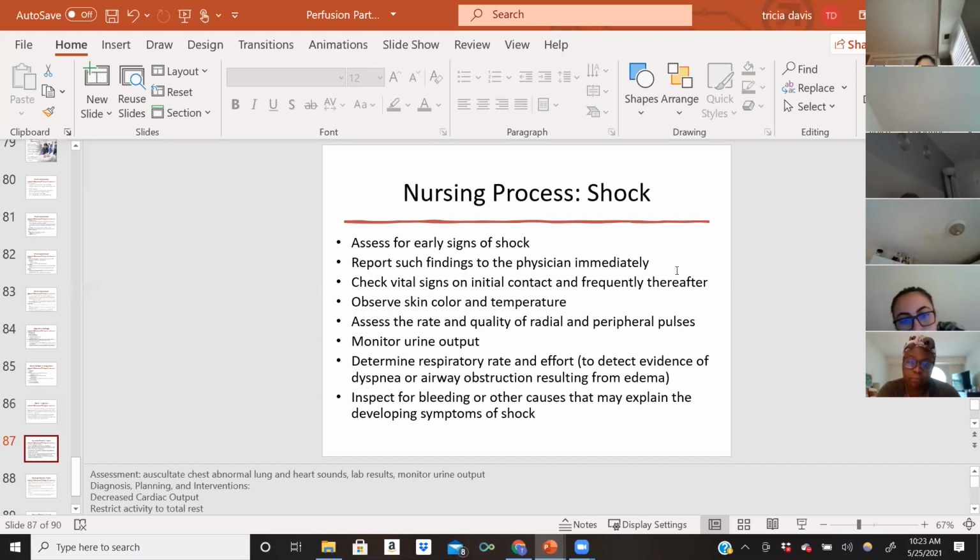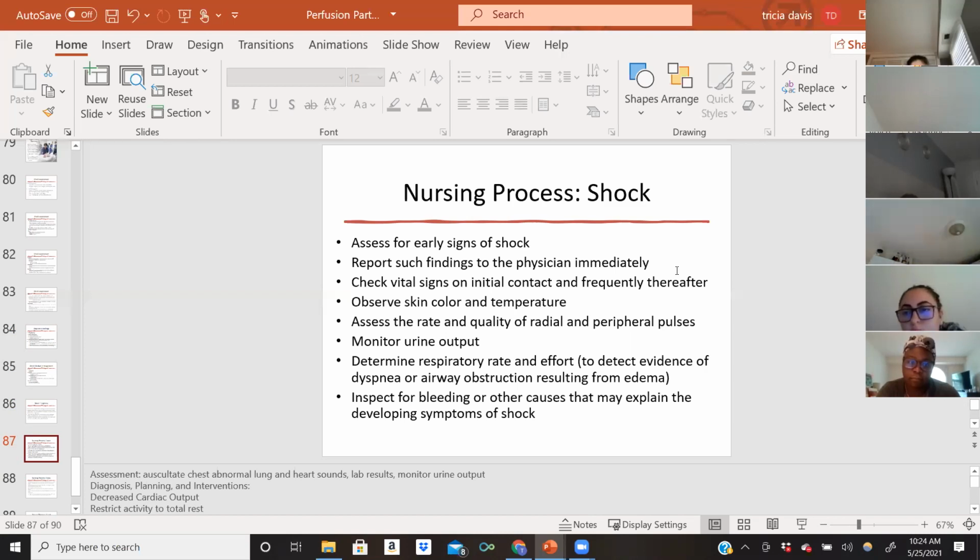So nursing process, what does that look like for the nurse? You are going to assess for those early signs of shock, monitoring your eyes and O's, monitoring your vital signs, heart rate, temperature, pulses, doing those good physical assessments. Report any abnormal findings to the physician immediately. Check vital signs on initial contact and frequently thereafter.